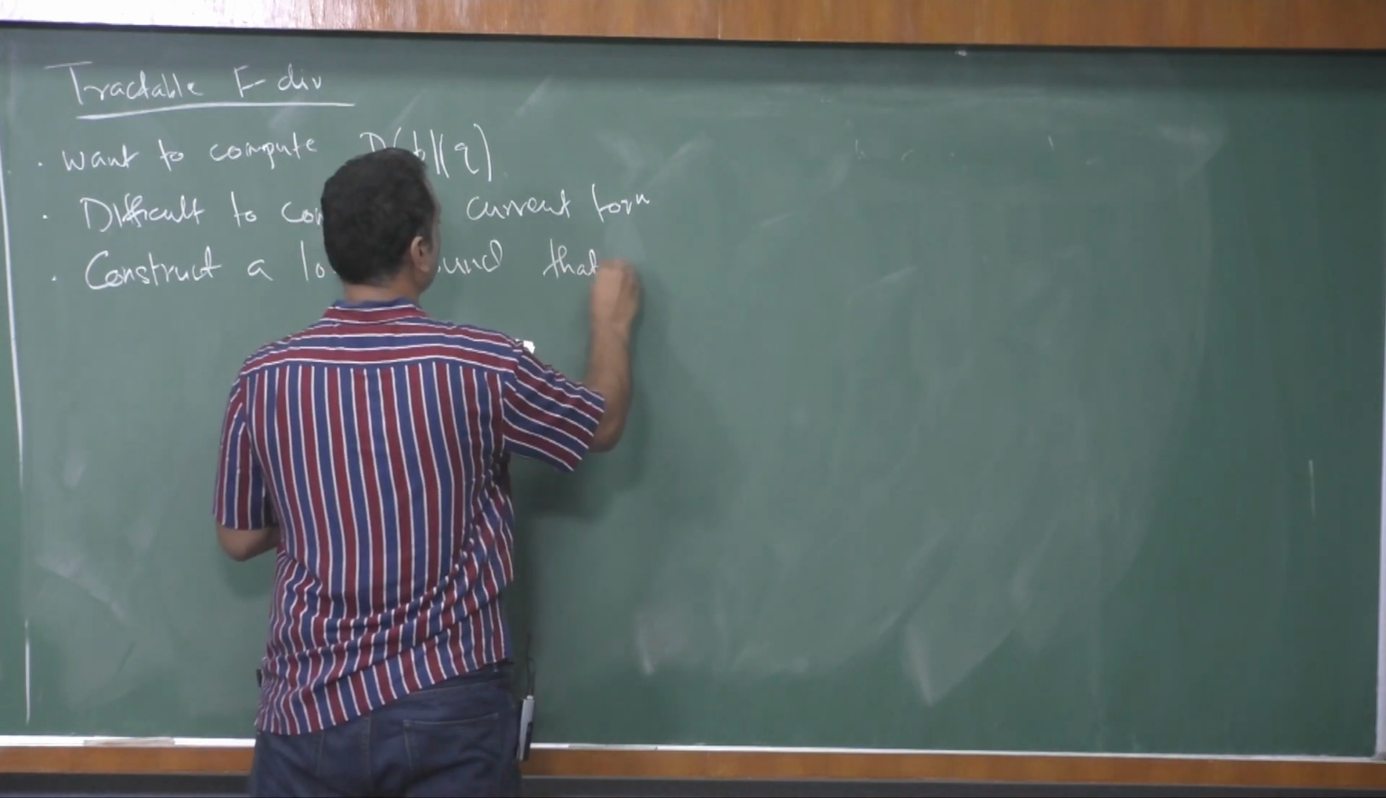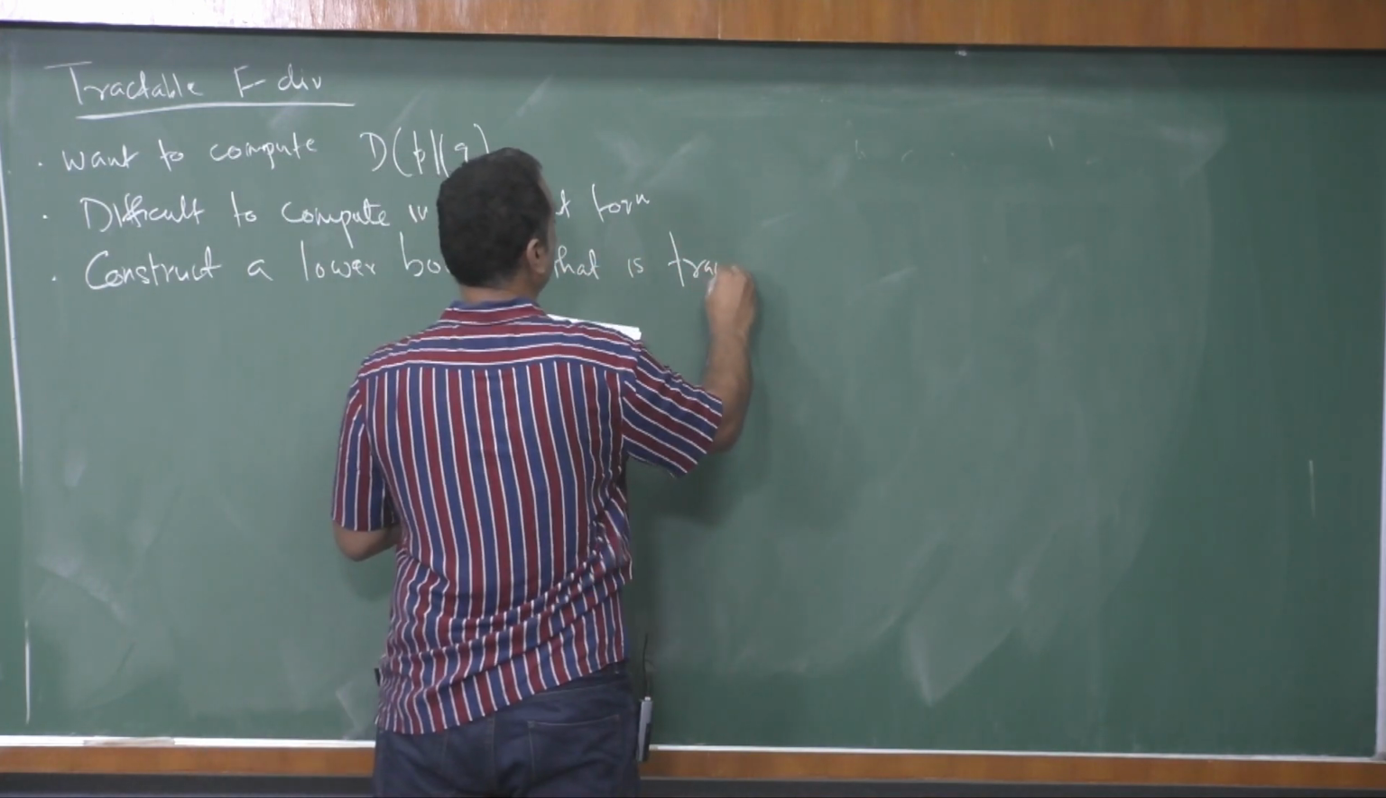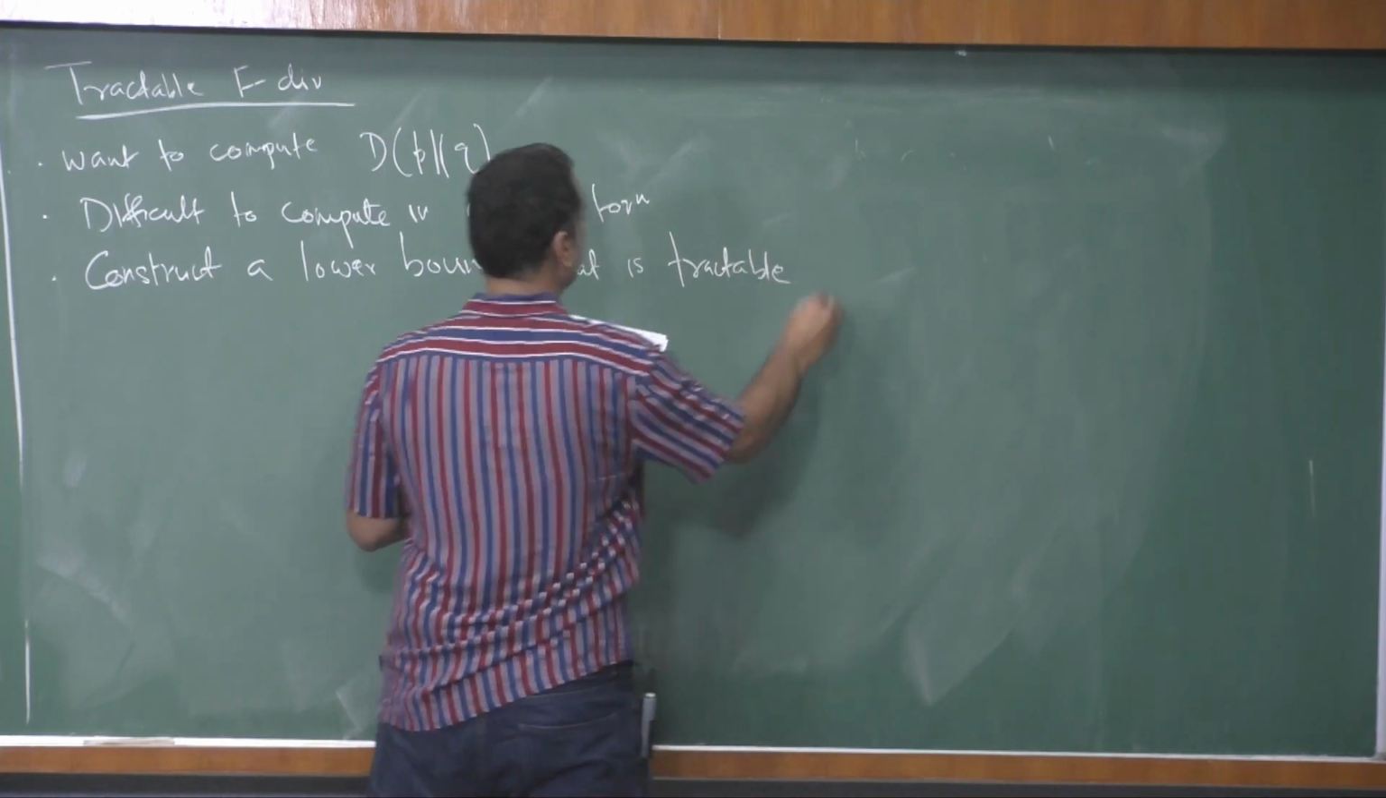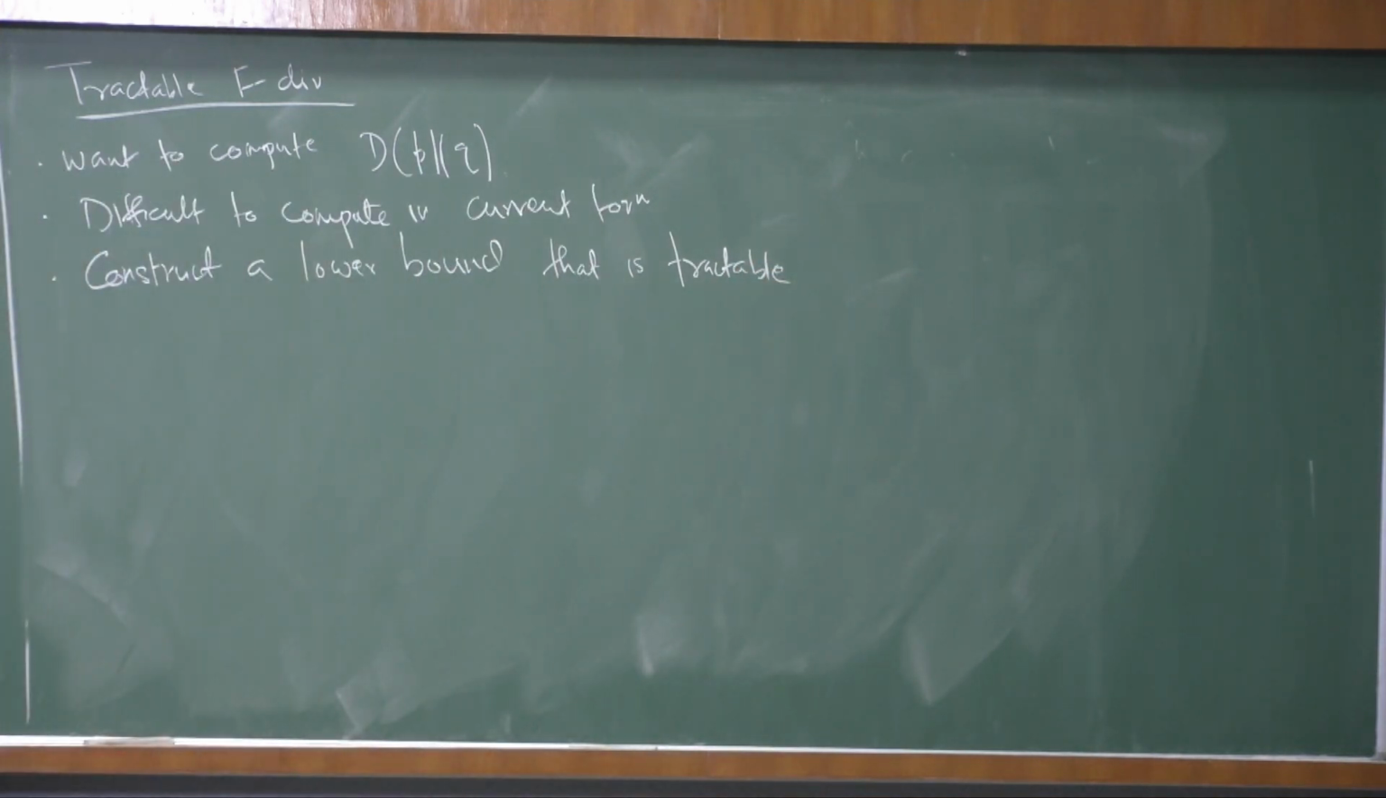Lower bound that is tractable, or doable in practice. Okay, so this is the set of steps that we want to follow now. Hence we go to a variational approach, which, as I said, is a very generic way to think about an integration problem when you cannot integrate in practice.